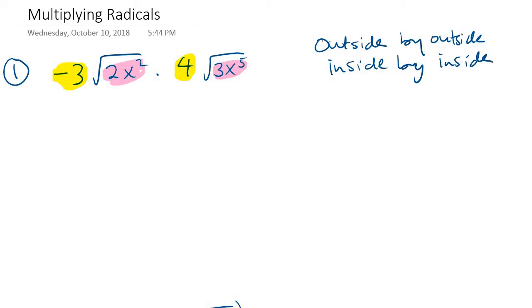All right, so if I want to multiply those ones highlighted in yellow, you're going to see -3 times 4 is -12. That's easy. And then now I want to do the radical. So I'm going to start the radical like that, and then I multiply the 2x squared and the 3x to the fifth. So the 2 times 3 will be 6, and then the x squared times x to the fifth is x to the seventh. So now we have finished multiplying, but we are not done. We are going to have to simplify this.